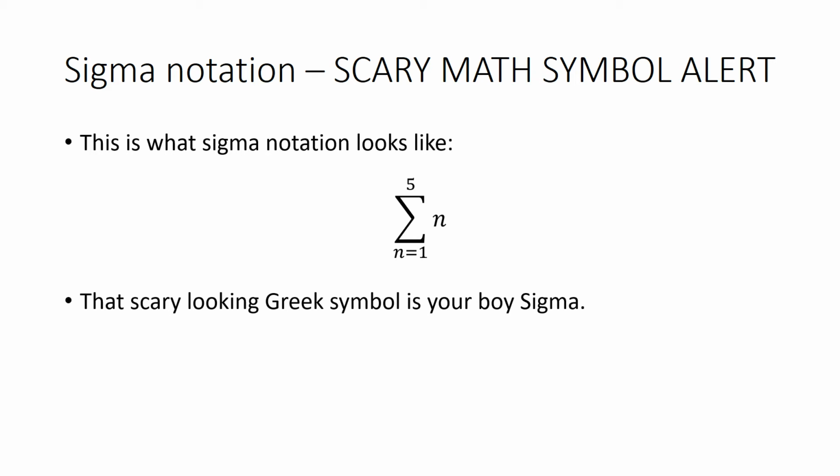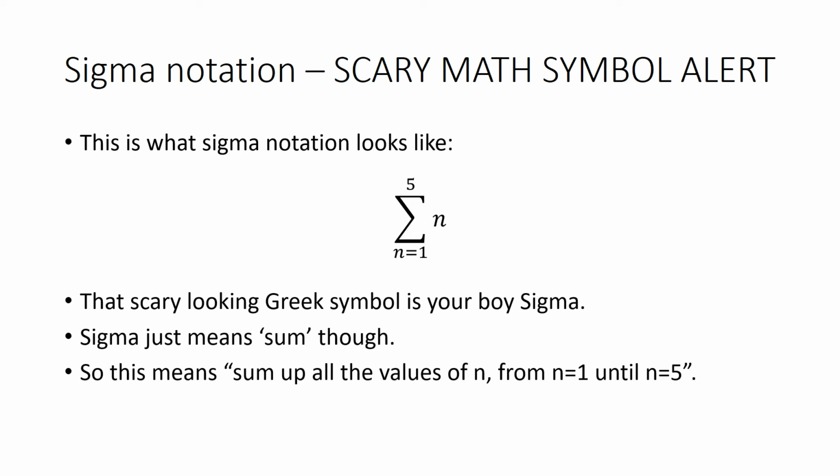So that Greek symbol is your boy sigma. Sigma just means sum though. Nothing special about it. It just means add stuff up. What are we adding? We're adding n. And what's n? Well, it's every number from 1 to 5. So this means sum up all the values of n from n equals 1 up until n equals 5. And in sigma notation, it's always integers that are used there. So if you add up 1 plus 2 plus 3 plus 4 plus 5, that's another way of saying that sigma notation that you see up there. Hopefully that's helped demystify it slightly for you.